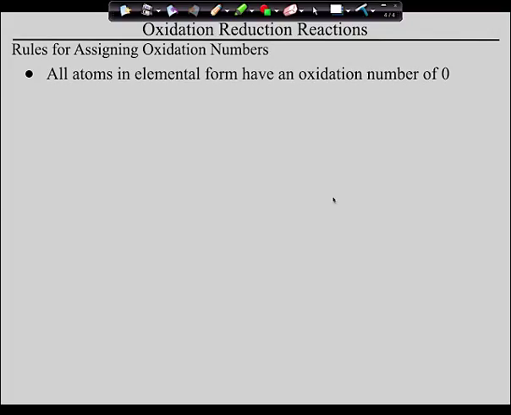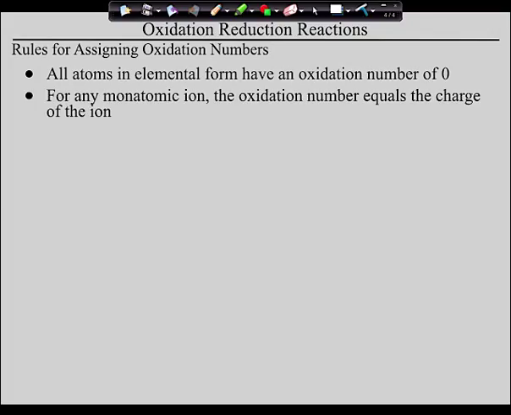You got it? All right, try writing this one down. Rule number 2 is this. For monatomic ions, the oxidation number equals the charge. Rather than try to write that down, let me explain to you what I'm talking about.